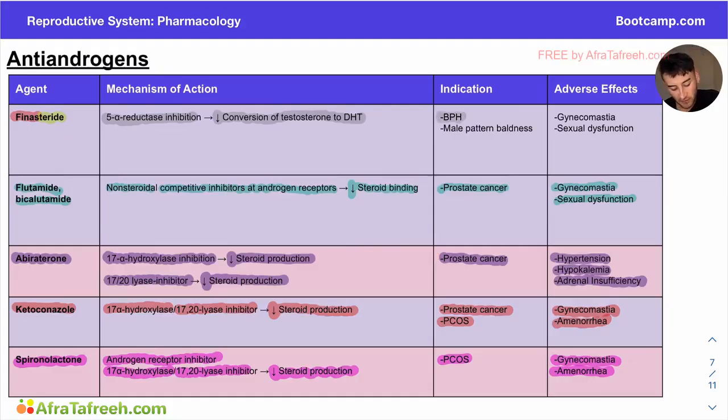We can use this for male pattern hair loss and also benign prostate hyperplasia. And this is because these areas of pathology are really sensitive to levels of DHT, dihydrotestosterone. And so if we can reduce this and make this all into testosterone, it's going to be a lot more beneficial for patients suffering from these two disease processes. In terms of adverse effects, it's going to be very similar to our other drugs, gynecomastia and sexual dysfunction.